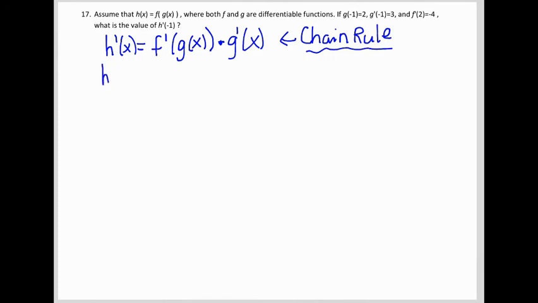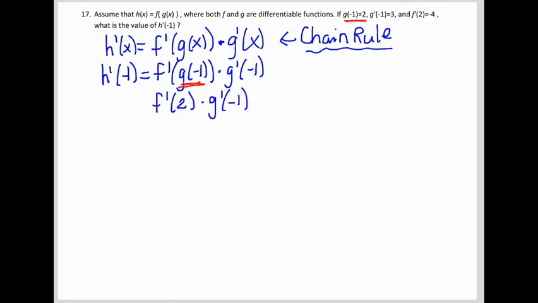Now we could say that they want h prime at -1 and replace all of our x's with -1. So let's simplify. We need g at -1. G at -1 is 2. Then we need f prime at 2. That was given as -4. Then g prime at -1. G prime at -1 is given as 3. So our final solution is -12.